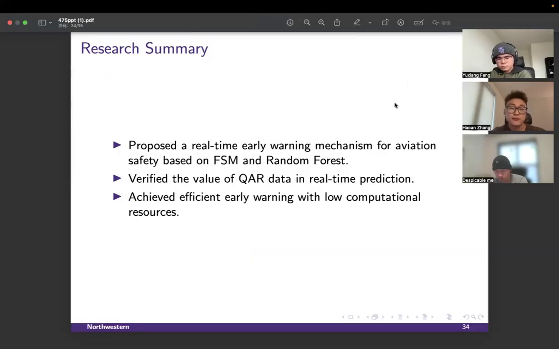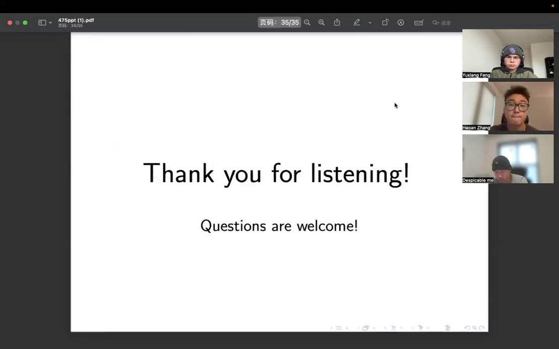Okay, and finally, we summarize our project. First of all, we proposed a real-time early warning mechanism for aviation safety based on FSM and random forest. Then we verified the value of QAR data in real-time prediction. And finally, we achieved efficient early warning with low computational resources.